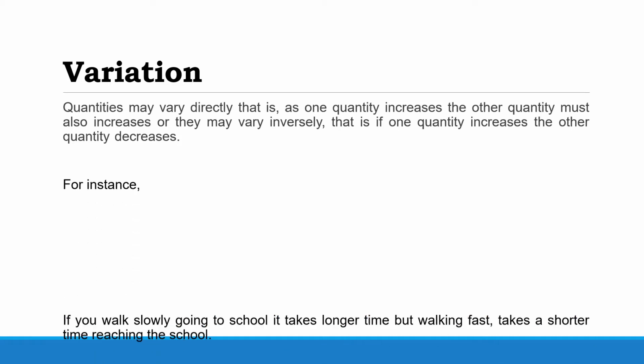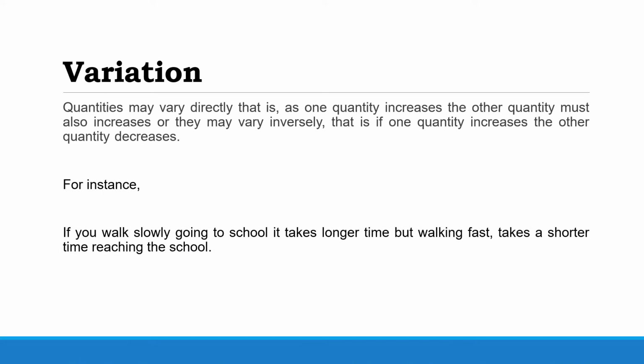For instance, if you walk slowly going to school, it takes longer time, but walking fast takes a shorter time reaching the school. Ibig sabihin nun, yung speed ng paglalakad mo varies inversely with the time. So meaning, mayroong connection yung paglalakad mo at saka yung oras. Kung mabagal ka maglakad, mas longer yung time na nakukonsume mo. Pero kung mabilis ka naman maglakad, the shorter time yung na-consume. So that is an example of variation.